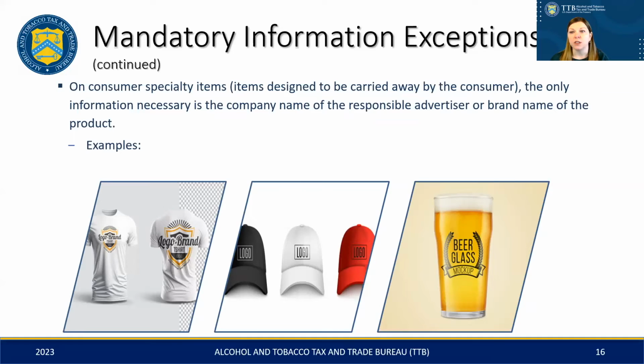The second exception is for advertisements on consumer specialty items. These are items that are designed to be carried away by the consumer and include items such as non-alcoholic mixers, ashtrays, bottle or can openers, shopping bags, matches, printed recipes, coasters or pencils, and shirts, caps, and visors. In this case, the only information that is required on those items is the company name or brand name of the product. That sums up our exceptions to the mandatory information requirements.